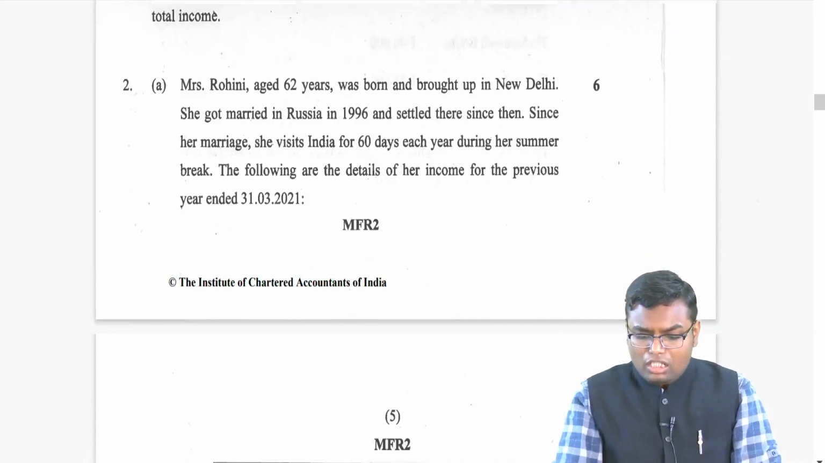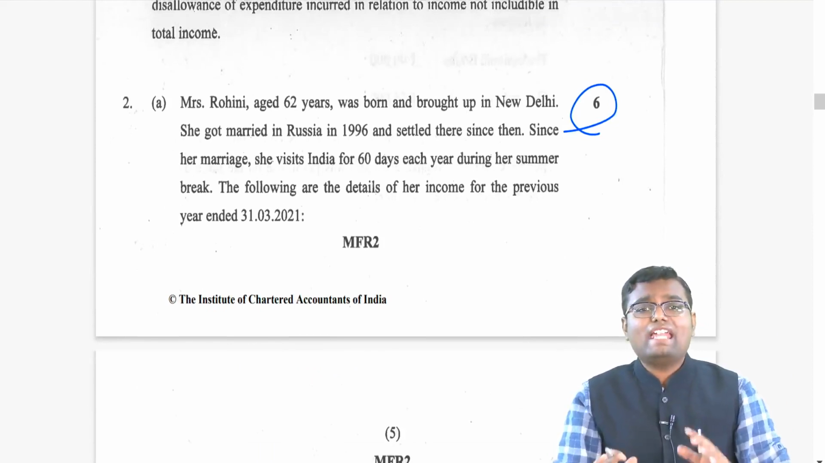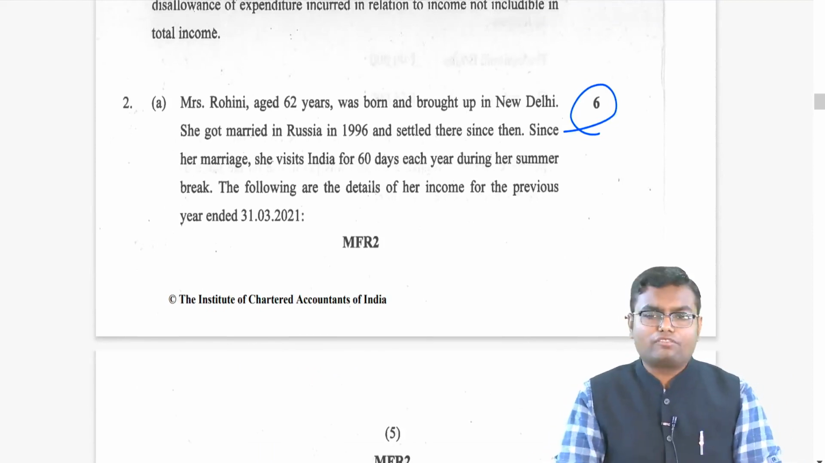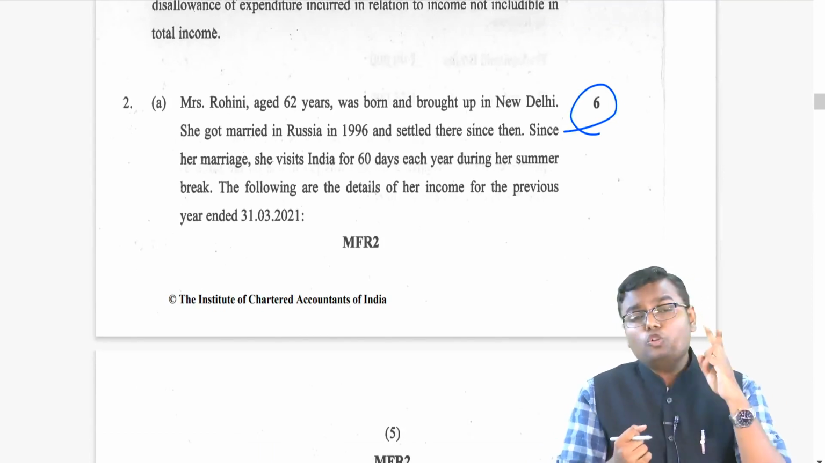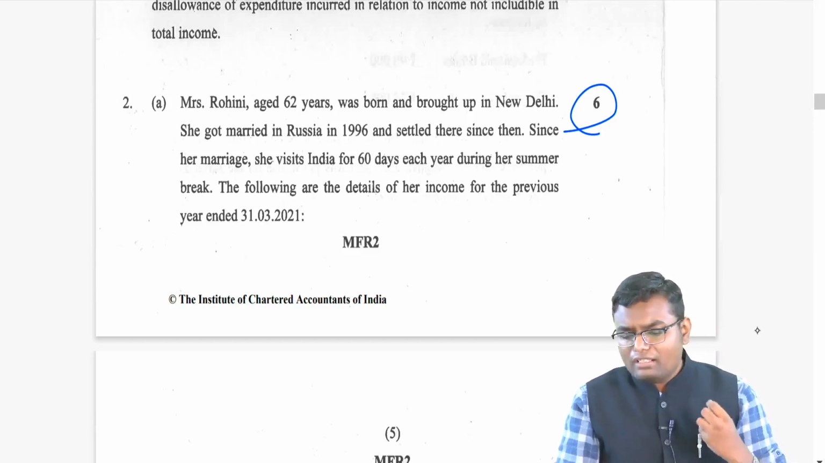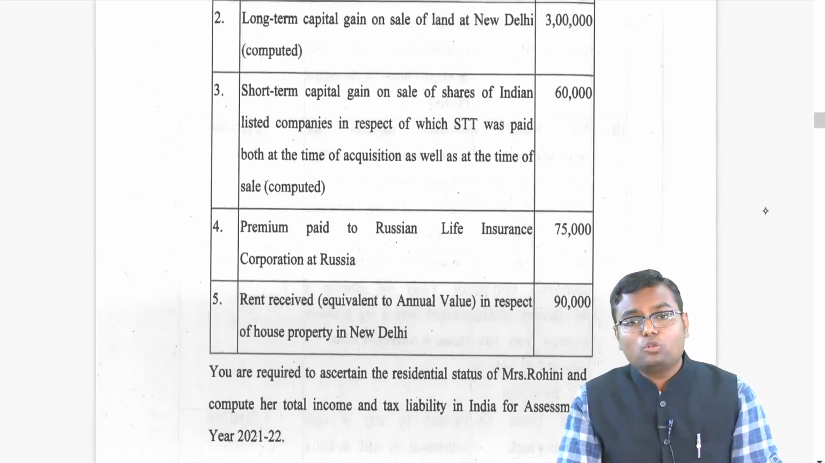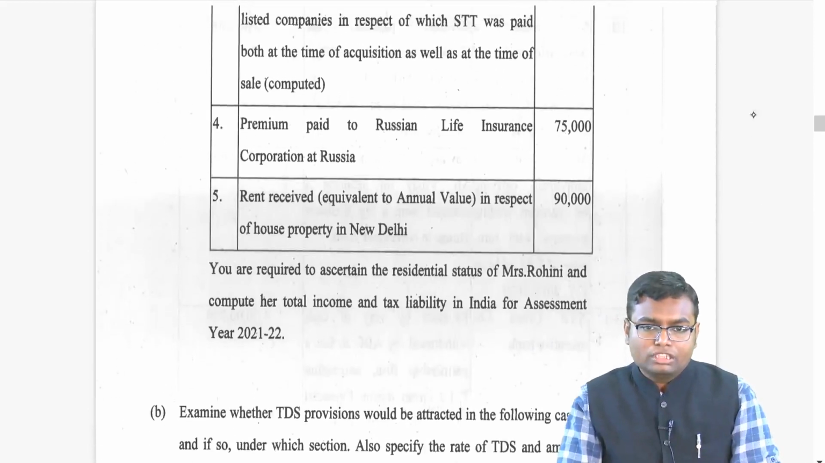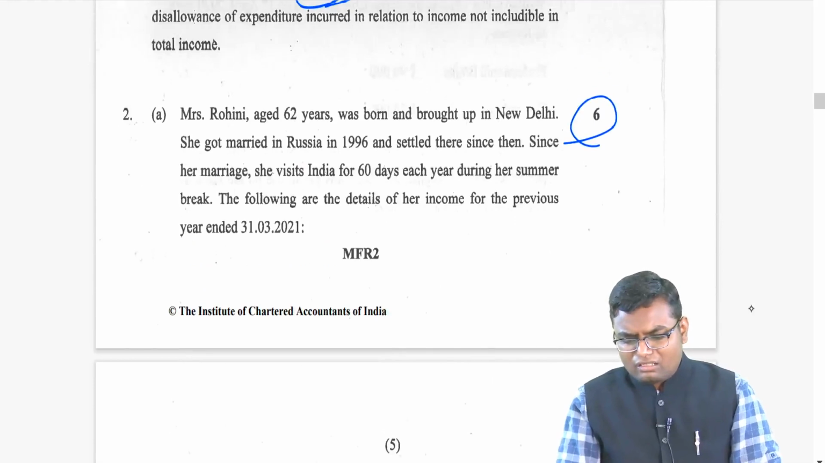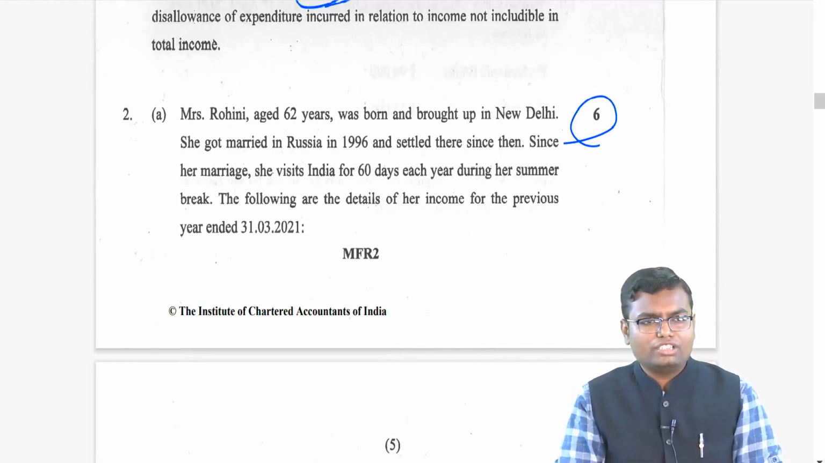Then question number 2A, a 6-mark question was there. In the JKSC textbook also we had a similar kind of question. Now, here 2 points were actually covered. Number 1, you had to identify residential status. And number 2, you had to calculate the total income along with tax liability. See, according to me, yes, marks were a little bit lower for this kind of question. It could have been 7 or 8 marks, but they have asked for 6 marks.